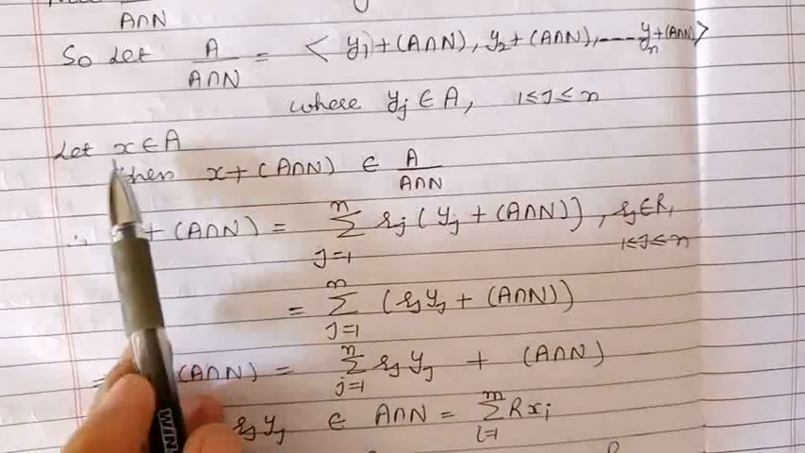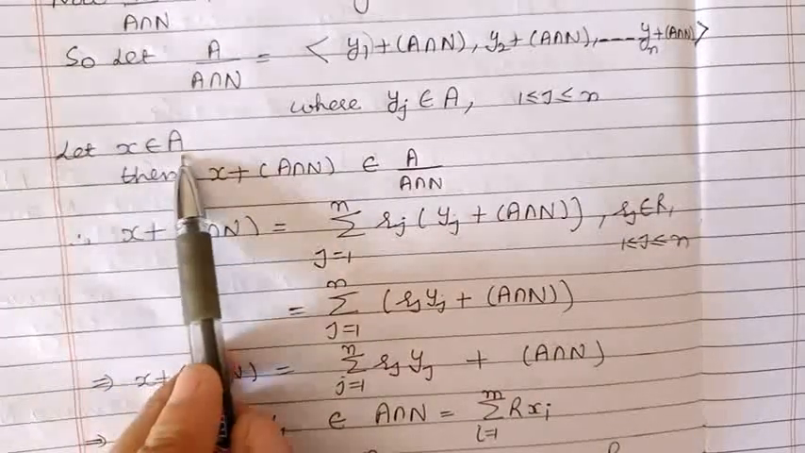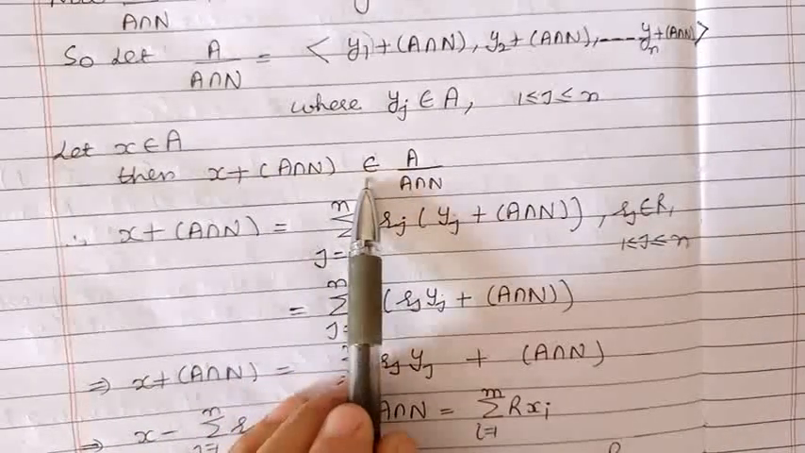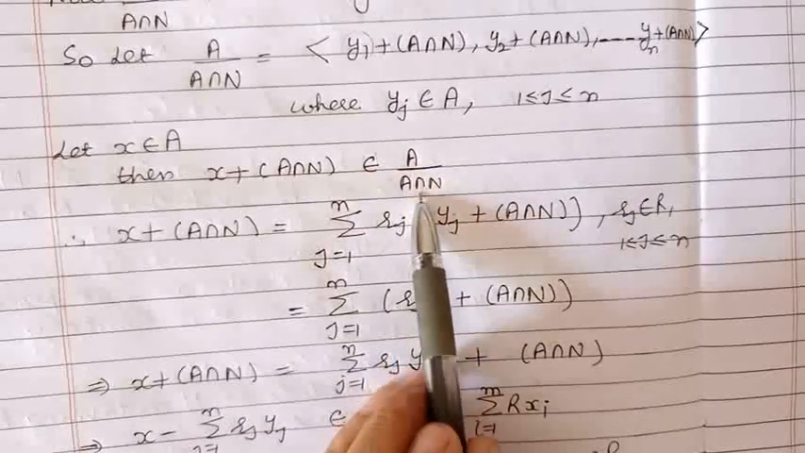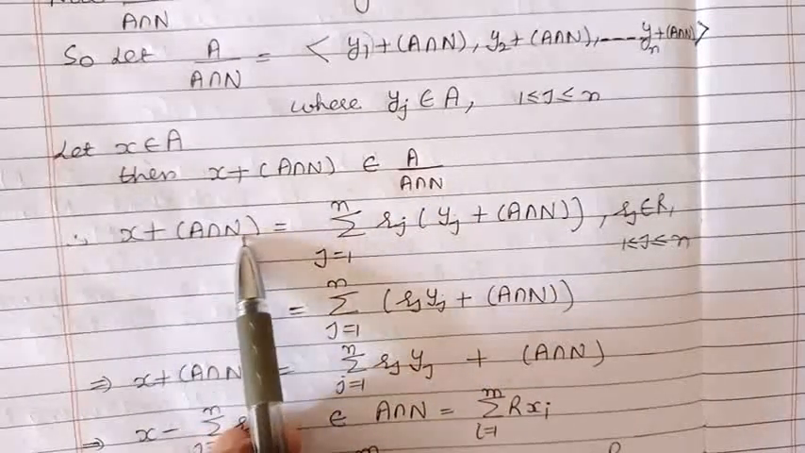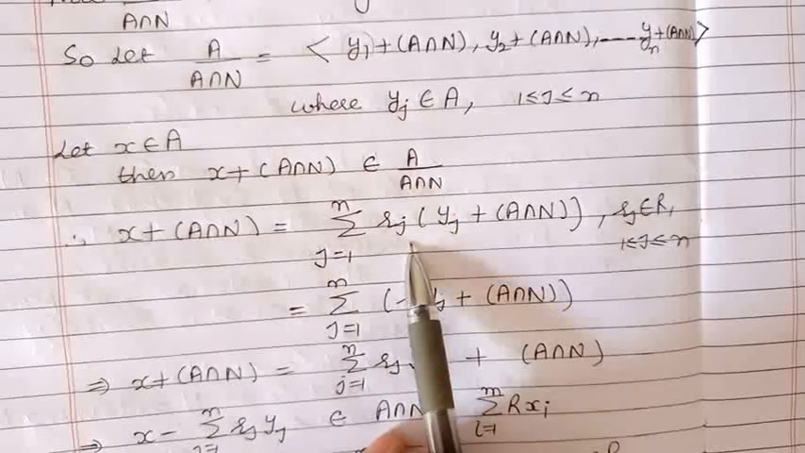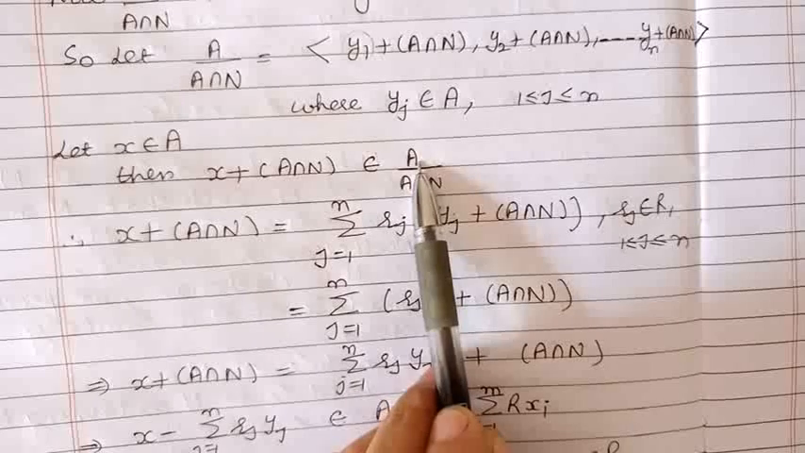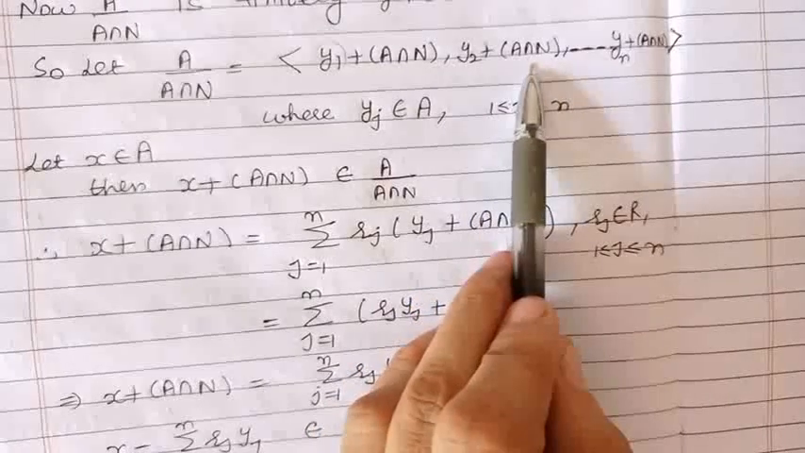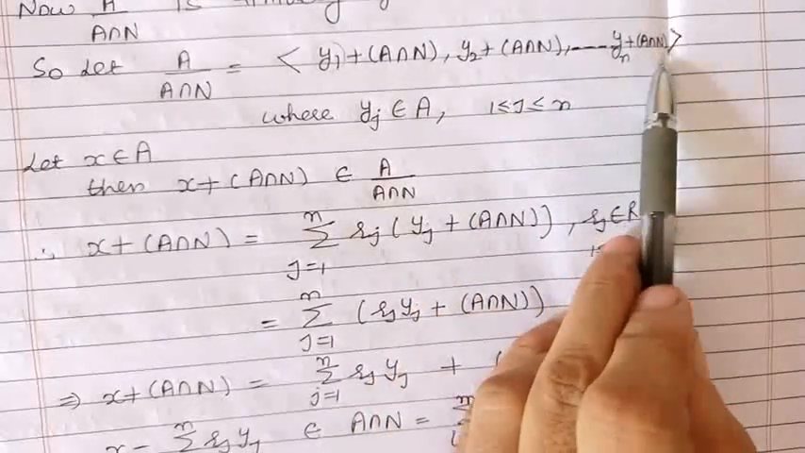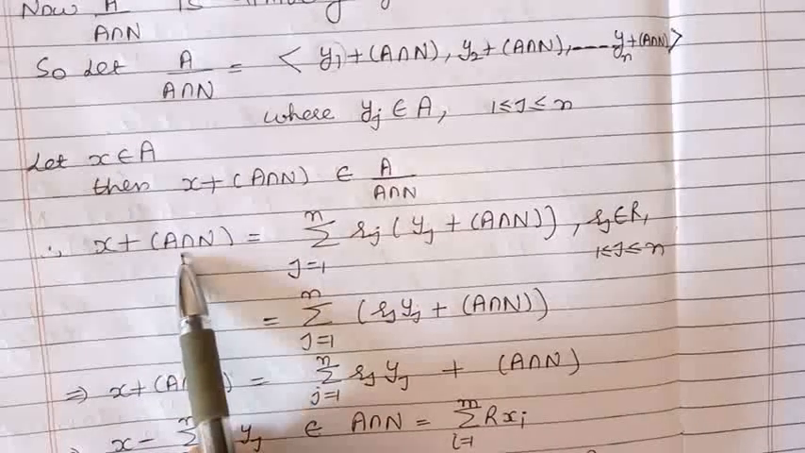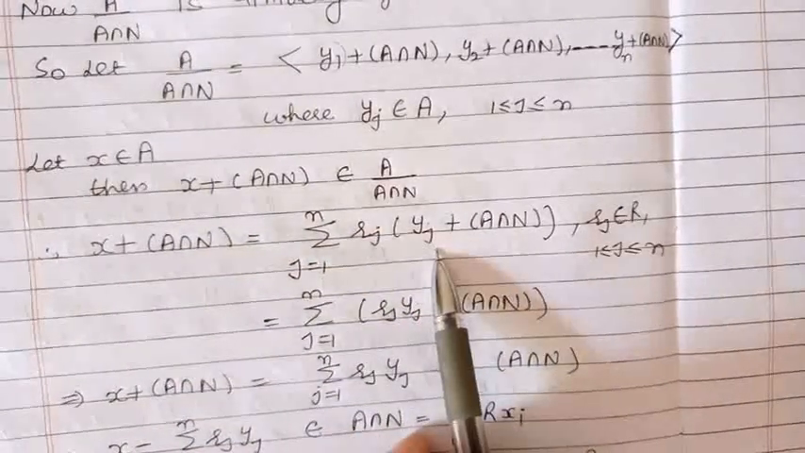So let us take an arbitrary element x belonging to A. So the coset x plus A intersection N will belong to the factor module A by A intersection N. Therefore, x plus A intersection N can be written in the form of a linear combination, because this factor module is generated by the elements y1 plus A intersection N, y2 plus A intersection N, and so on, yn plus A intersection N. So by the definition of finitely generated module, this element x plus A intersection N can be written in the form of a linear combination.